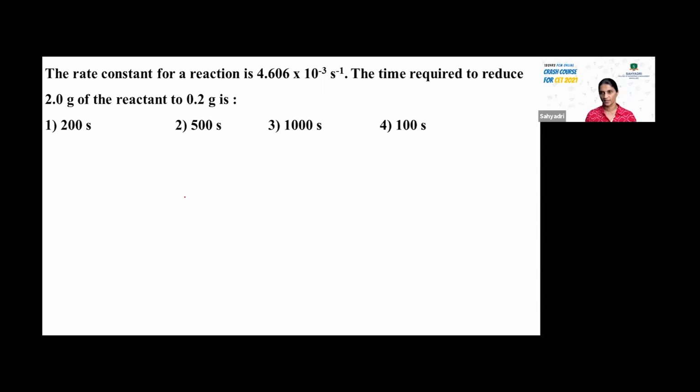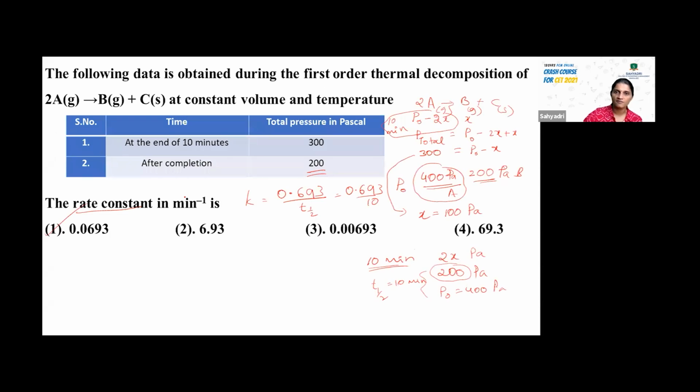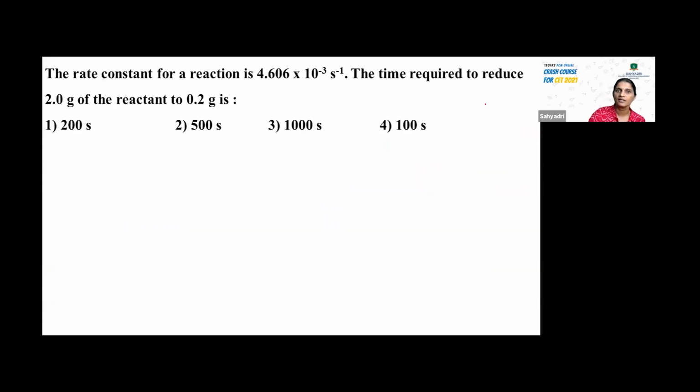No shortcut, Akhil. You have to solve it like that only, because pressure will change. This expression will change with the reaction, whether A giving B plus C, or 2A giving B, that is ignored like that. So it will change with the reaction.